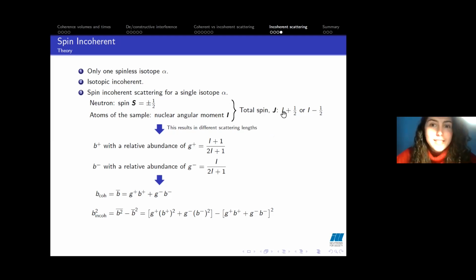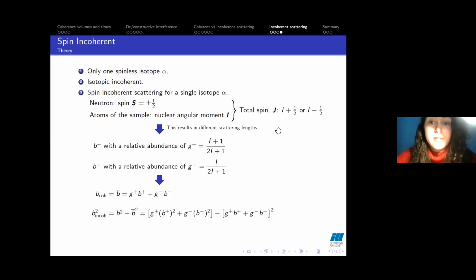So these different spin states that this pair can have lead us to have different scattering lengths, with different abundance. So this for me was a little bit hard to understand actually, but we don't have much time to get into this.